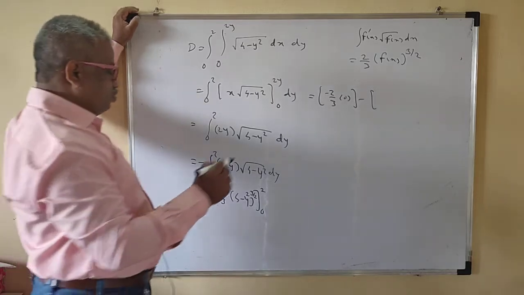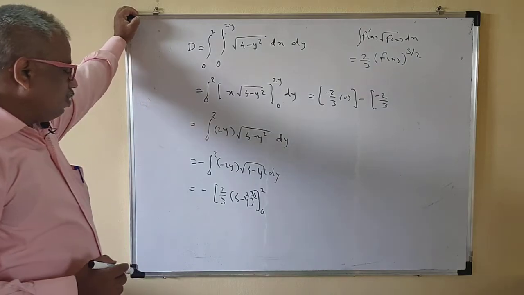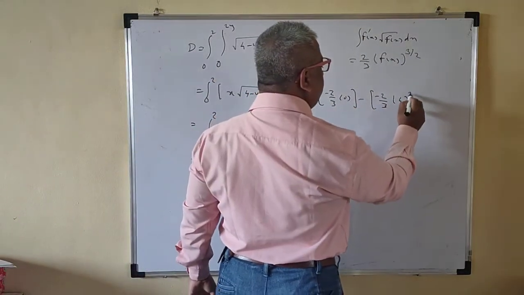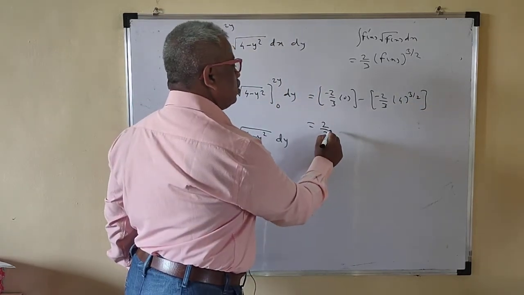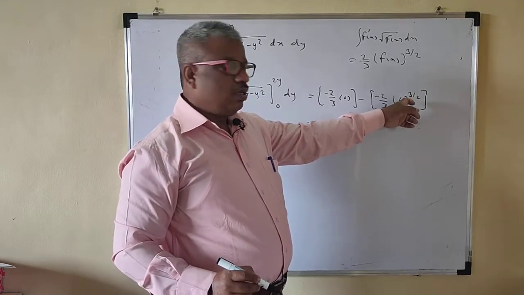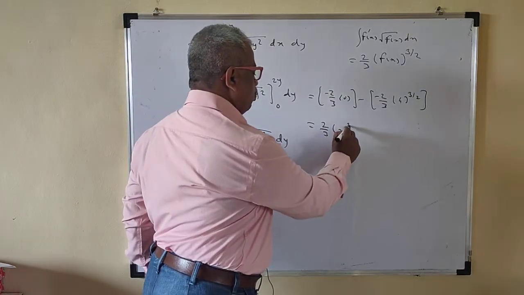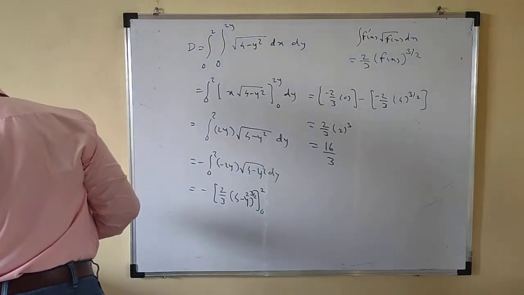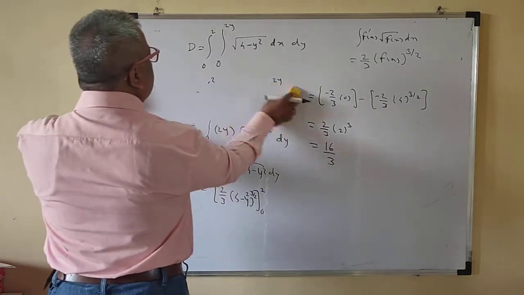Now we put the lower limit. You have to take care of the sign. So y is equal to 0, now 4 to the power 3 by 2. This will be 0 minus, and minus minus becomes plus, so this is 2 by 3. Now 4 means 2 square, and square to the power 3 by 2, so the 2 gets cancelled. This is 2 cube, so this is 8. So this is 16 by 3. So your answer is 16 by 3.